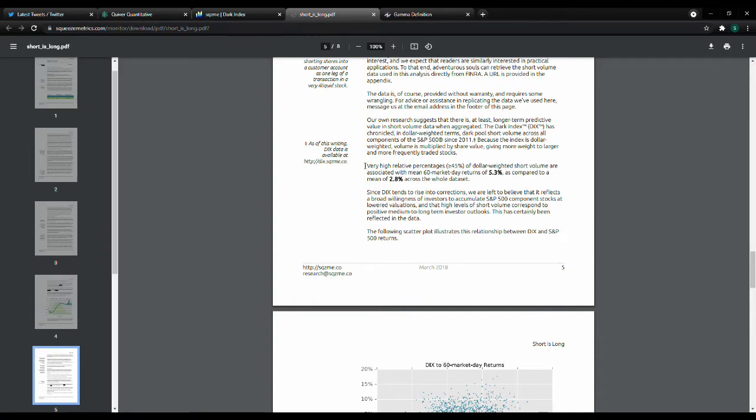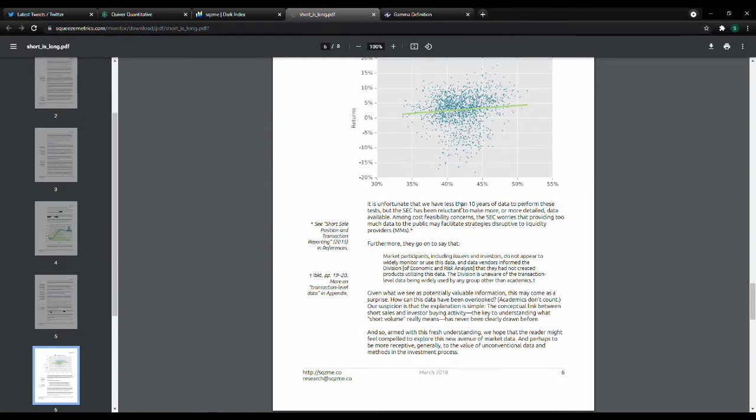Okay, so very high relative percentages of dollar-weighted short volume are associated with mean 60 market day returns of 5.3% as compared to a mean of 2.8% across the whole data set. Since the DIX, the Dark Pool Indicator, tends to rise into corrections, which is what I showed you, we are left to believe that reflects a broad willingness of investors to accumulate S&P 500 components at lowered valuations, and that high levels of short volume correspond to positive medium to long-term investor outlooks. This has been reflected in the data, as I showed you.